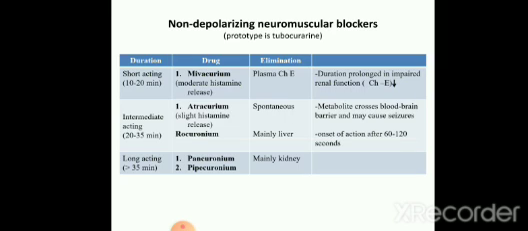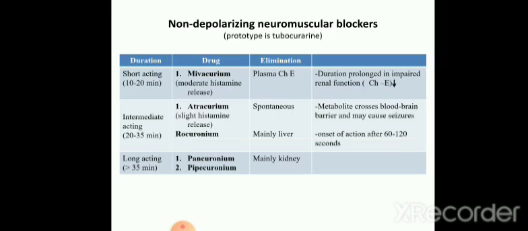For example, if it is a short procedure, we can use intermediate or short acting drugs. Like that, based on the procedures, we can select the particular non-depolarizing blocker. These actions, short acting and intermediate acting, are mainly determined by the mode of metabolism and its elimination from the body.